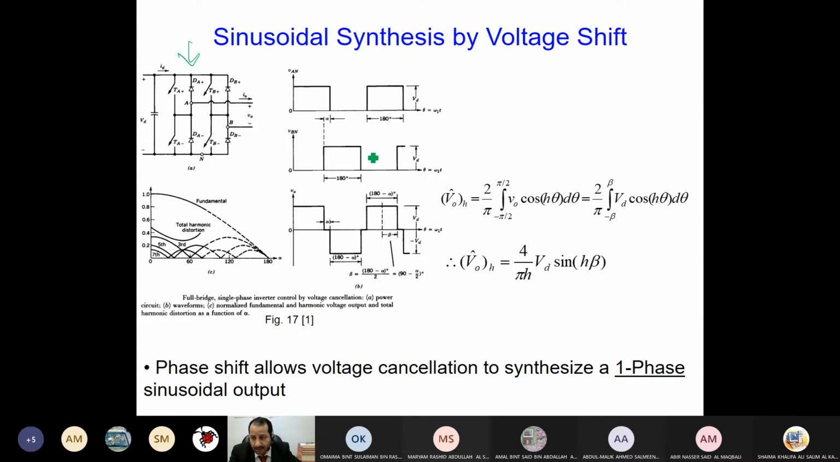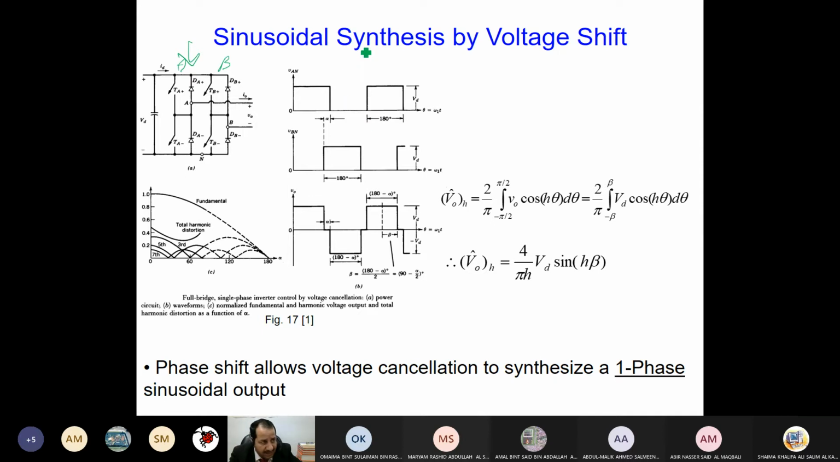What we are going to do is switch leg A here and leg B here, but we will control the time for how long each is switched. Normally we switch leg A, as an example, 180 degrees for A positive and another 180 for A negative. Now in voltage cancellation, we will not switch it for 180. What we will do, we will change it.